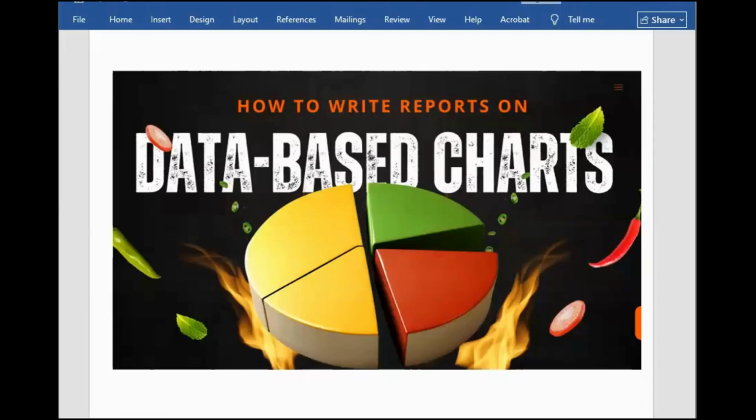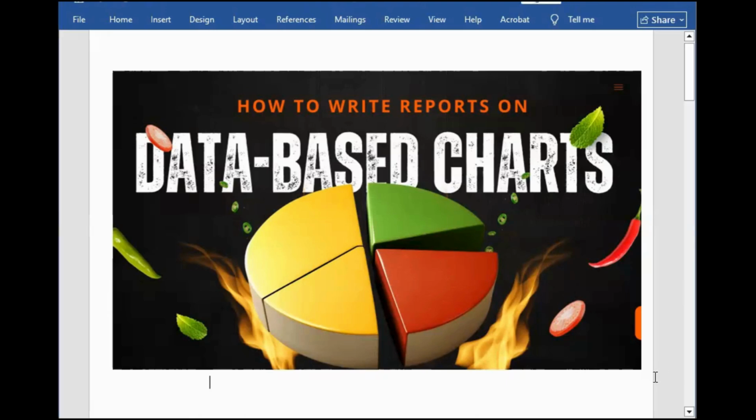Task one, right. I want to show you how to write reports on data-based charts. That is the title that I'm giving to this class, and this is academic task one, okay?